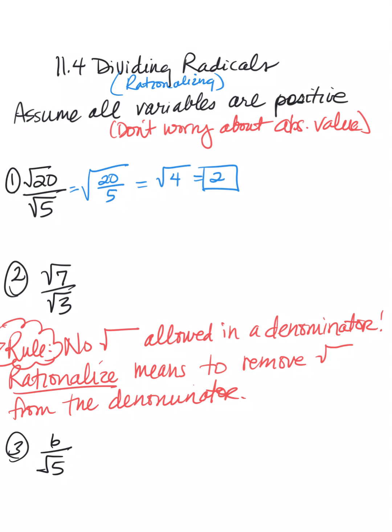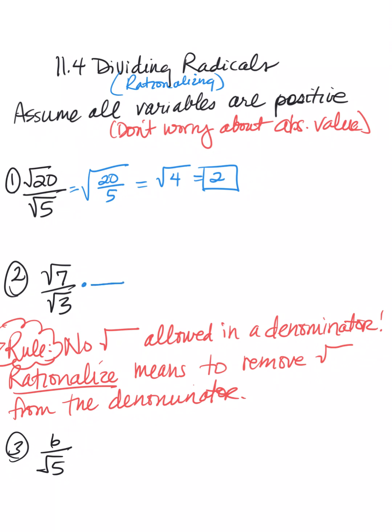If we put this all under one radical, 7 divided by 3 doesn't clean up for us, so it doesn't do us any good. However, we cannot leave a radical in the denominator. That is a rule we have to follow. No radicals are allowed in denominators, so we have to rationalize them. And that means to remove the radical from the denominator. So here's how we do it. You're going to multiply this fraction by 1. It's just going to look funny.